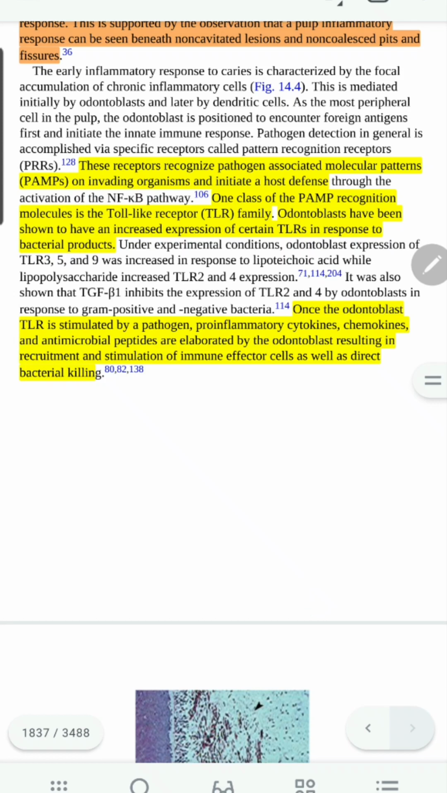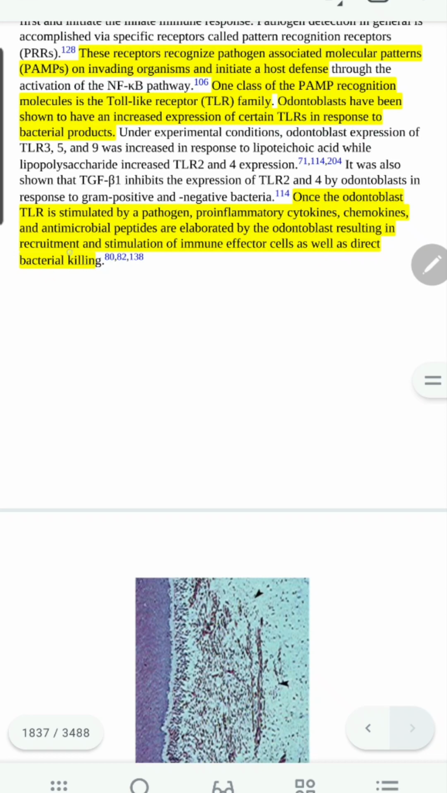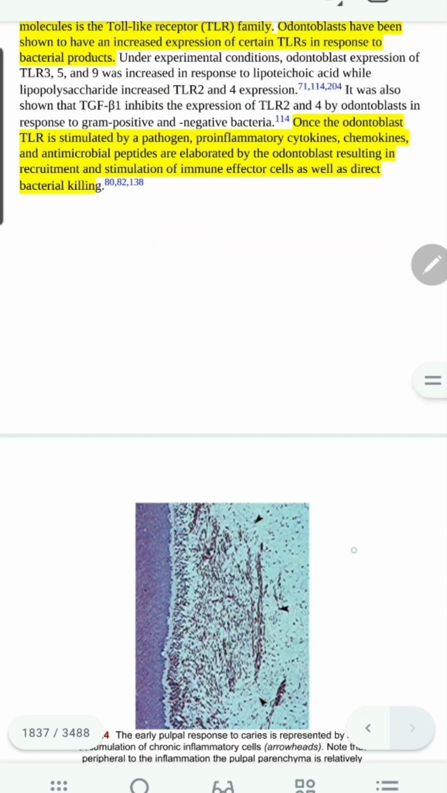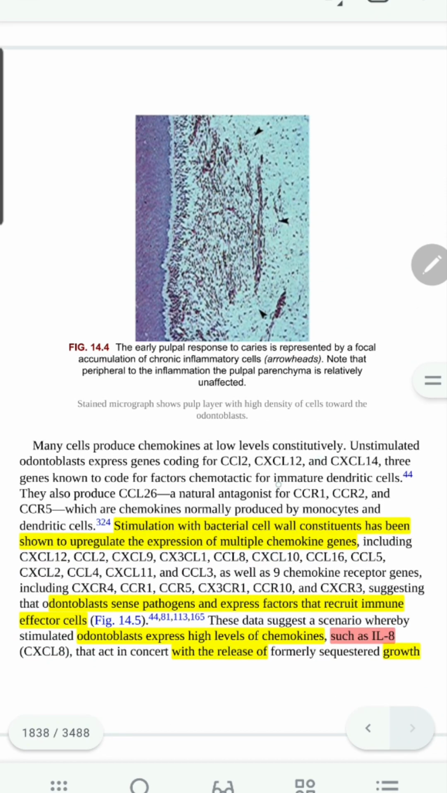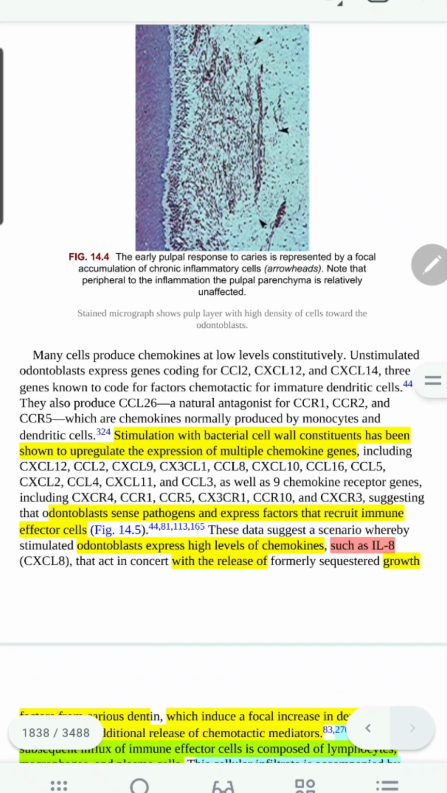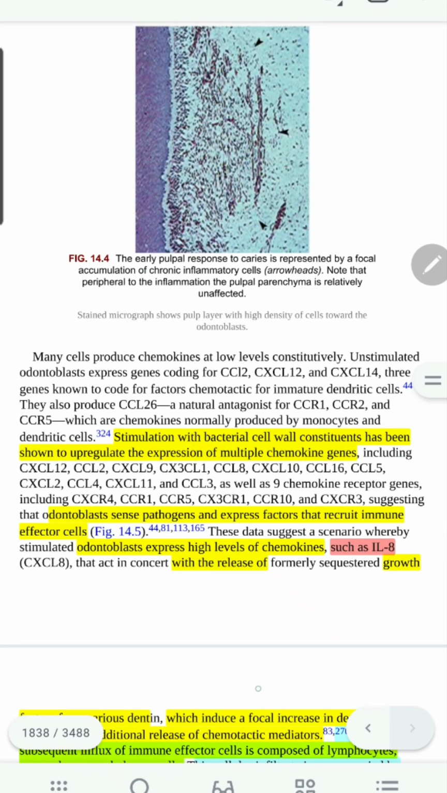There are some receptors on the pathogen that are called the PAMPs that are recognized by the odontoblast. When they are recognized, the odontoblast initiates the formation of the cytokines and the chemokines that stimulate the immune effector cells as well as direct bacterial killing mechanisms. So we can see here the dendritic cells, immune cells, also the lymphocytes come to the area. This is for the cellular immune response.